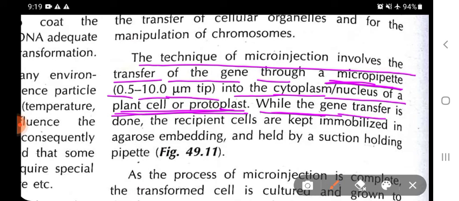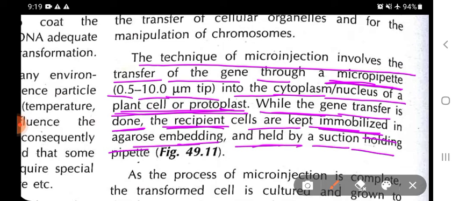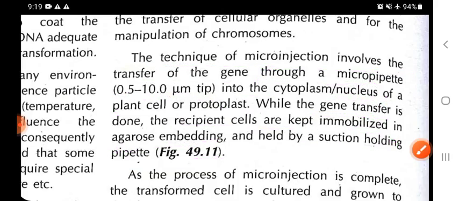While the gene transfer is done, recipient cells are kept immobilized in agarose embedding and held by a suction holding pipette. It means the target cell, where we are trying to introduce our desirable gene, must not move here and there. It has to be kept immobilized. Immobilized means not moving, by culturing the cells in a semi-solid agar medium, and they are also held by a holding pipette. Let us see how it is done.